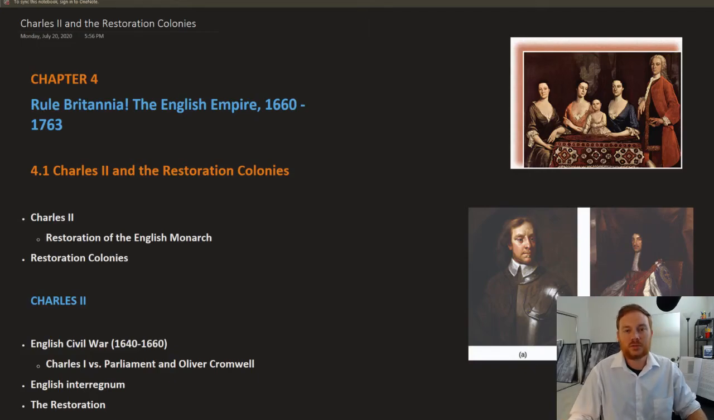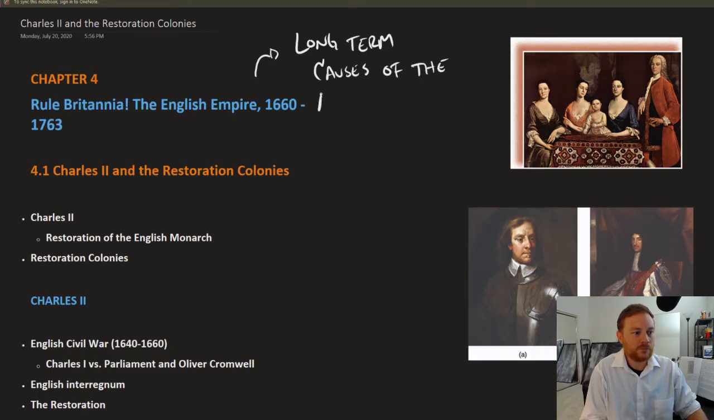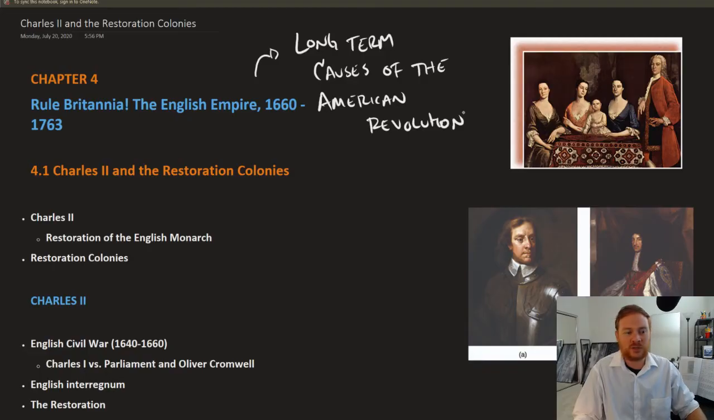All right, this is OpenStax U.S. History, Chapter 4, Rule Britannia, the English Empire 1660 to 1763. What this chapter is doing is showing us some of the long-term causes of the American Revolution. So we're not quite at the American Revolution, but we're interested in looking at what was going on in the colonies in the 100 years or so leading up to the American Revolution, and how that brewed in the colonies before this event took place.